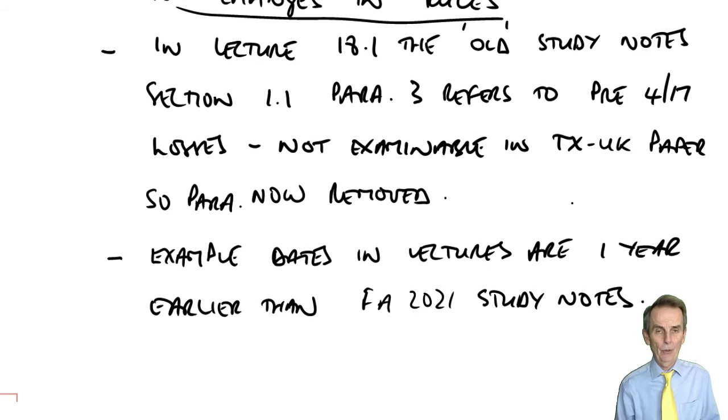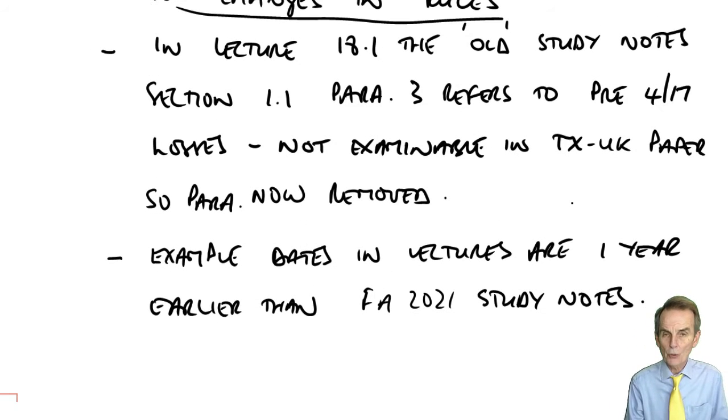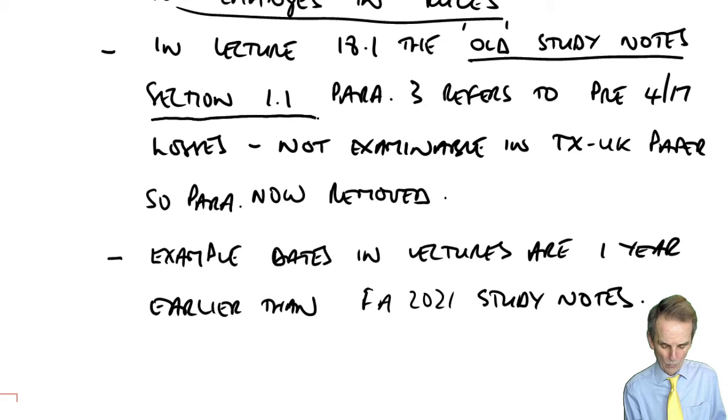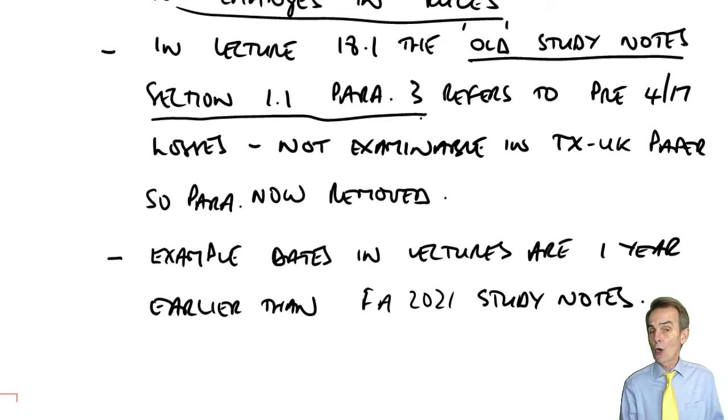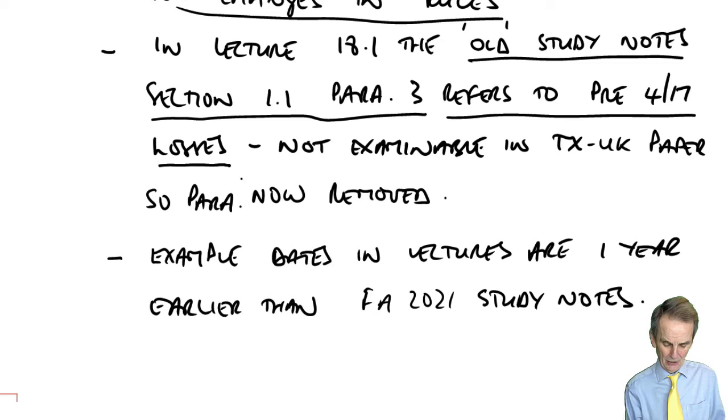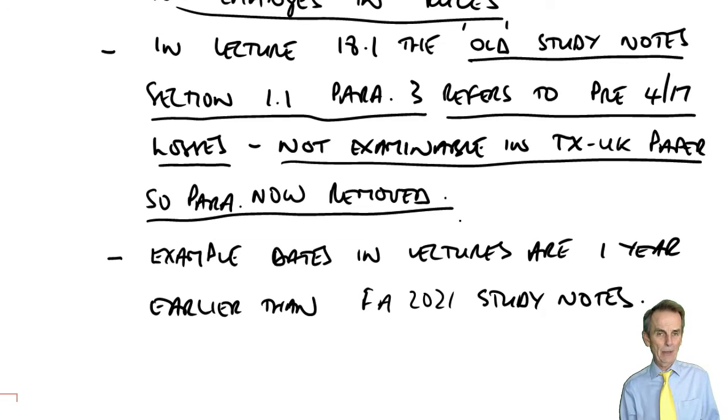Just a couple of points to note for you, that in the first of our lectures that's coming up in just a few moments' time now, on screen you'll see that the old study notes, in the very first section 1.1, there's a third paragraph in those old notes that is no longer in the current notes. And the reason being that it refers to pre-April 17 losses that are not examinable within the Tax UK paper. So that paragraph has now been removed.